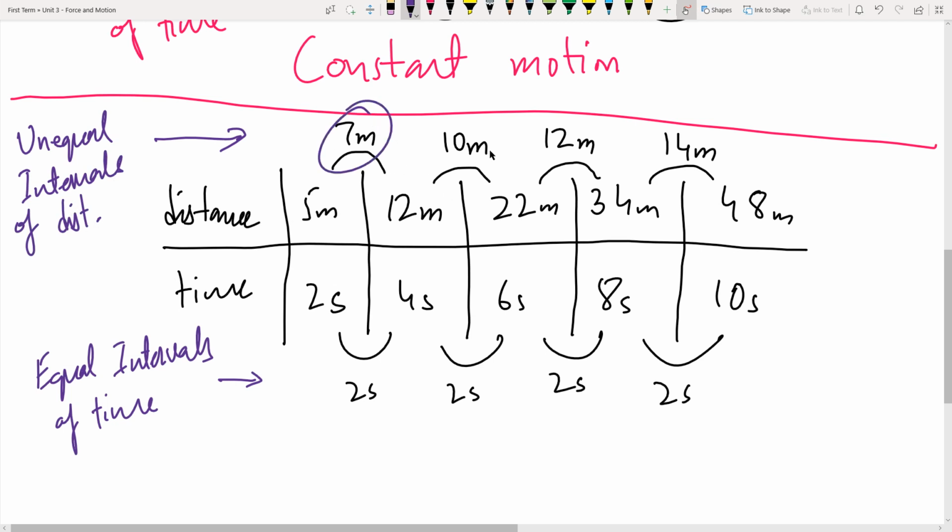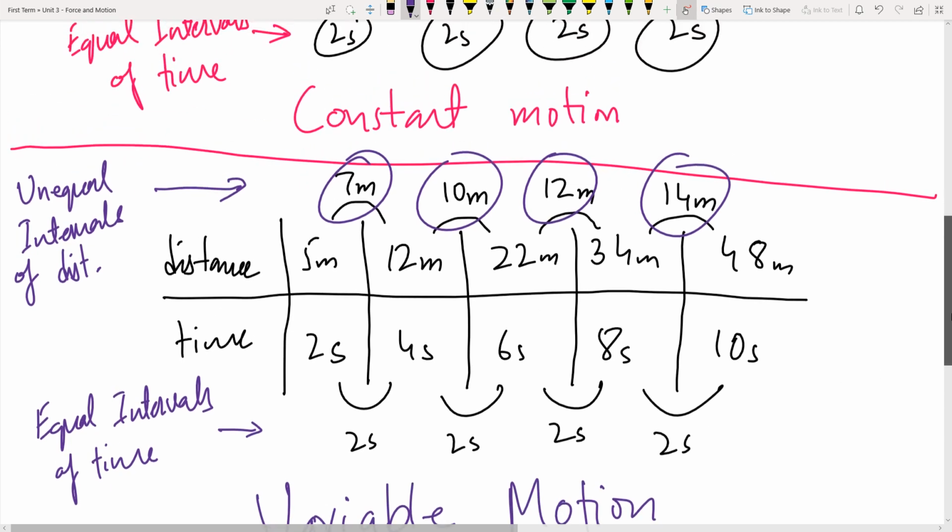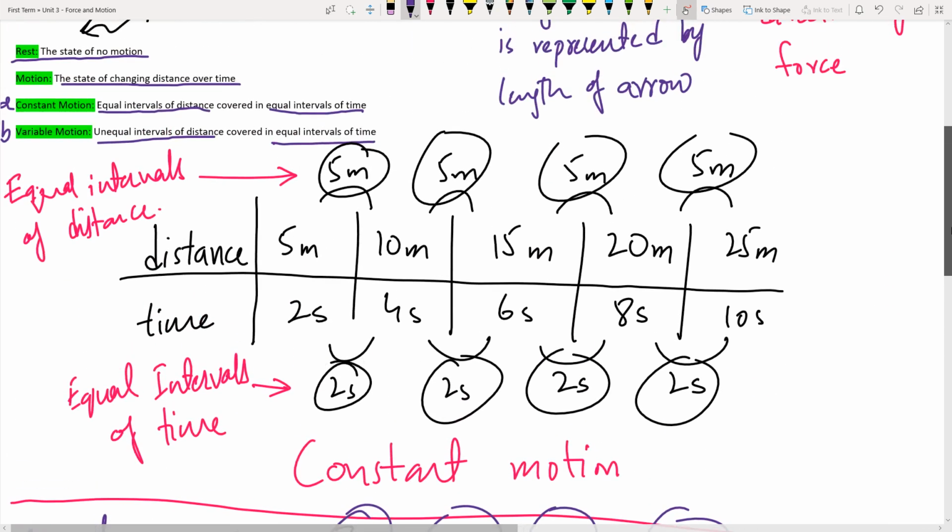So as you can see over here, the distance is increasing every 2 seconds. So I'm speeding up over time. Initially, my speed was less, but in the next, I was able to cover 10 meters more, then I was going 12 meters more, and then 14 meters eventually. So this is going to be unequal. So we call this variable motion. I hope I'm able to help you understand what constant motion is and what variable motion is.